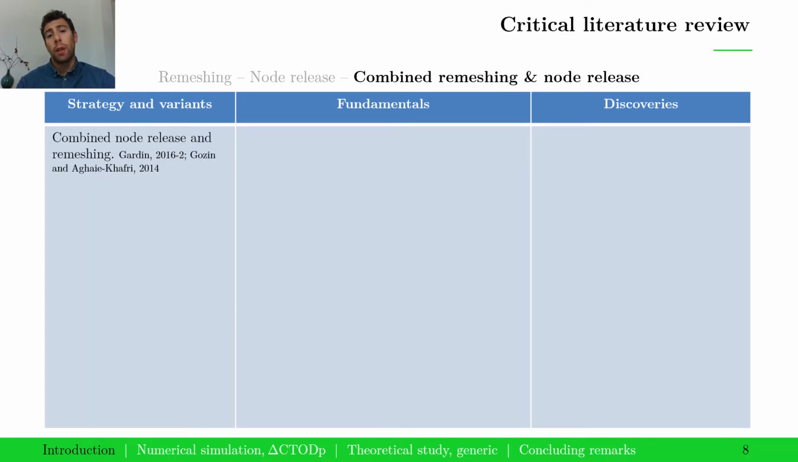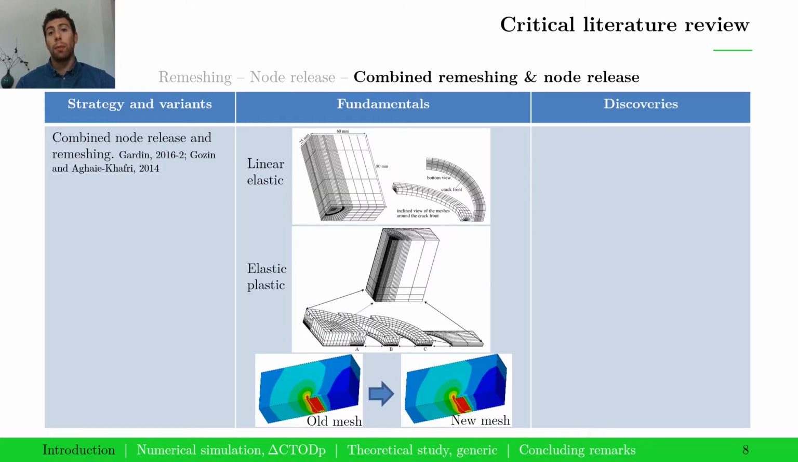Finally, there are strategies that combine node release and remeshing. These are based on 2 3-dimensional finite element models of the cracked body, one linear elastic to calculate SIFs and the other elastic-plastic to compute crack opening loads. And in order to maintain the load history, information must be transferred. For instance, by starting from scratch with the calculated curved shape, like Garging, or by mapping operations, like Gosin.